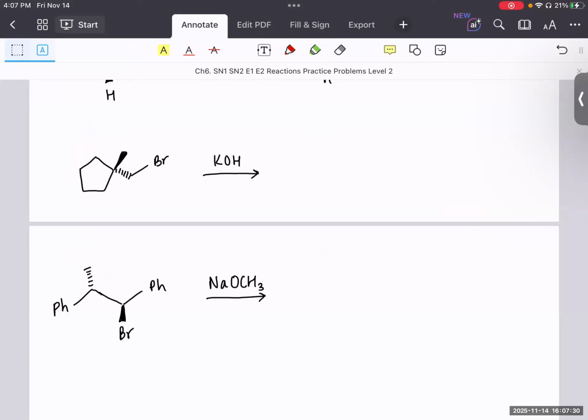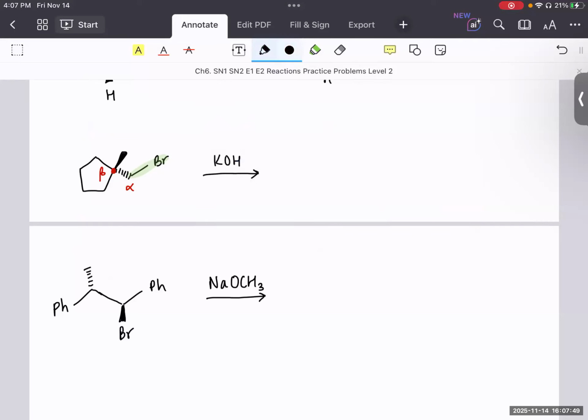All right, let's do this one. So here we have a base, we have a bromine, we have our leaving group. And so here we can identify our alpha, and then our beta carbon right here. We only have 1 in this case. And so we're looking for a hydrogen on that beta carbon.